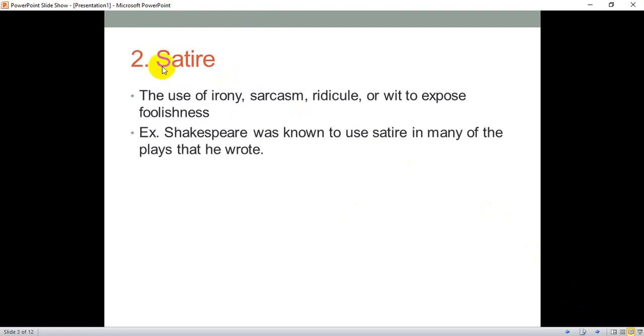Okay, number 2, we have the word satire. So satire is the use of irony, sarcasm, ridicule, or wit to expose foolishness. For example, Shakespeare was known to use satire in many of the plays that he wrote. So he would use what? He would use irony or sarcasm in these plays, okay, to show that a certain character is foolish or something like that. Okay, so satire is irony, sarcasm, ridicule, or wit, and it's used to expose foolishness.